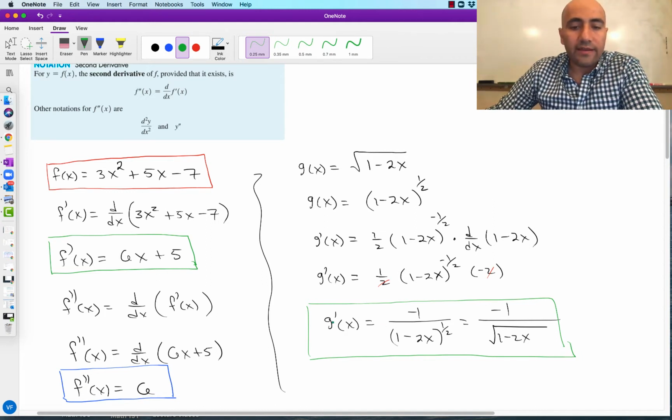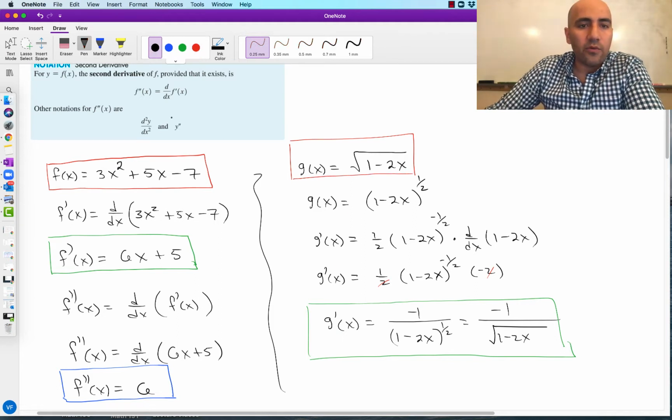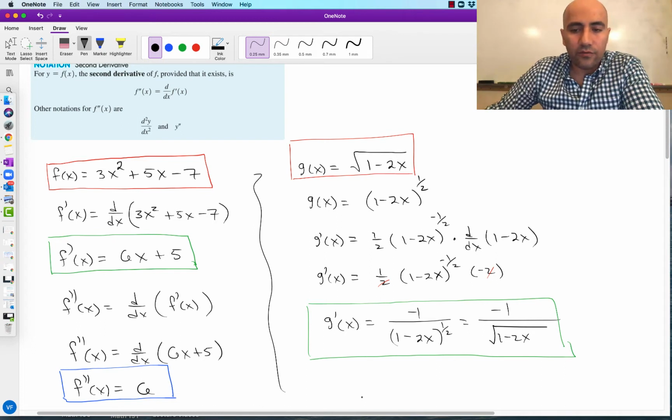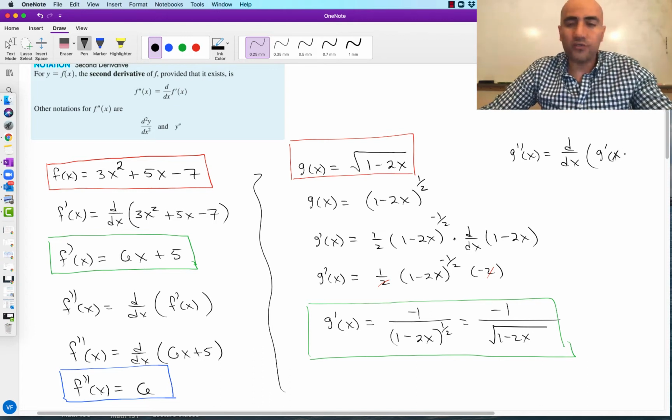Okay, now to find our second derivative, we've got to take the derivative of the first derivative, right? So we have our original function here. We have our first derivative here. So now we've got to come up with our second derivative. So I'm going to write it over here. The second derivative with respect to x is going to be equal to the derivative of the first derivative.